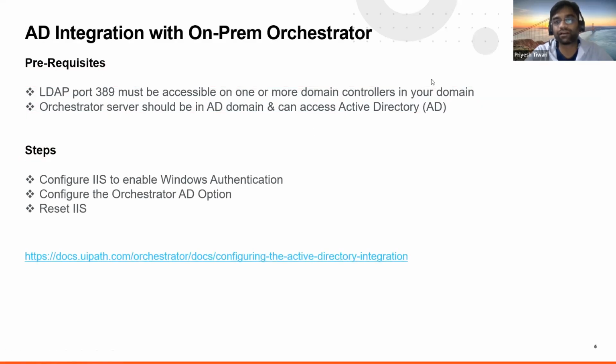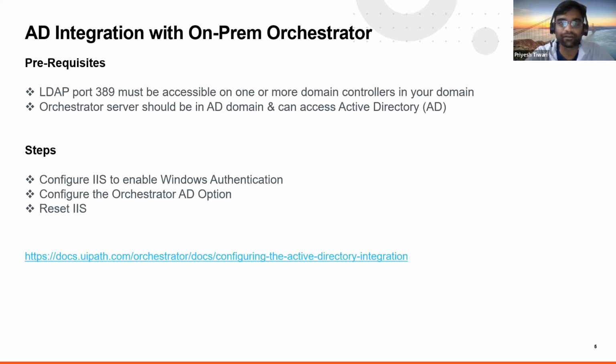The basic thing, whenever an organization sets up the orchestrator, is that they want to enable the authentication mechanism as per their need and their security policies. So the first example, which we'll be covering in this session, is the Active Directory integration with the on-prem orchestrator, the basic and most commonly used way of authenticating.